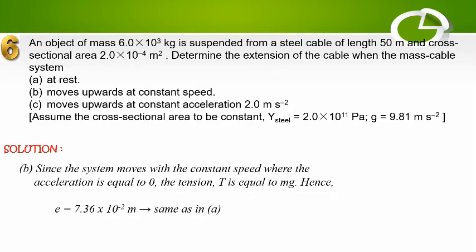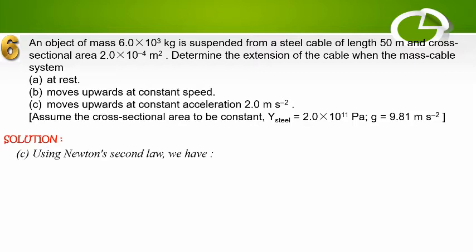For question number 6b, we need to determine the extension of the cable when the mass-cable system moves upward at a constant speed. Since the system moves with a constant speed where the acceleration is equal to 0, the tension is equal to mg. Because of that, the value for the extension is the same as calculated in A, which is equal to 7.36 times 10 power of -2 meter.